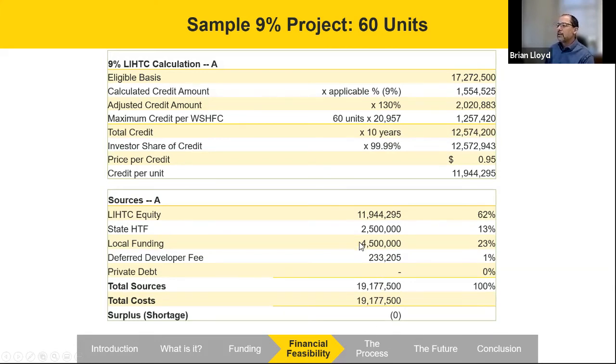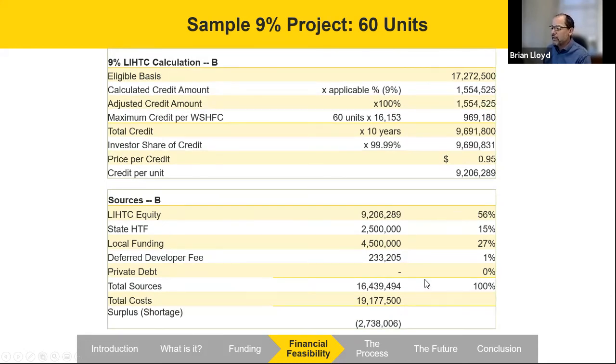Yay. Now, there are many things that can drive an imbalanced pro forma. In this case, what I've done is changed the credit amount from a boost area, and that 30% boost comes when you're in a certain census tract that's either a high poverty or a difficult to develop area, and those are defined by HUD. And so instead of 130%, this number is 100%. Well, that drives a $9.2 million equity investment, which creates a shortage of 2.7.